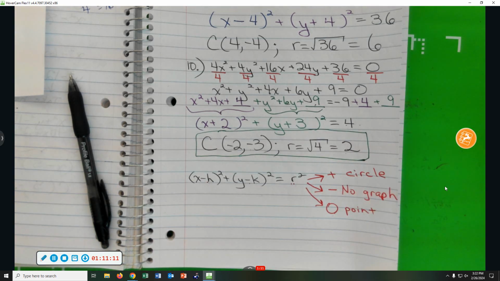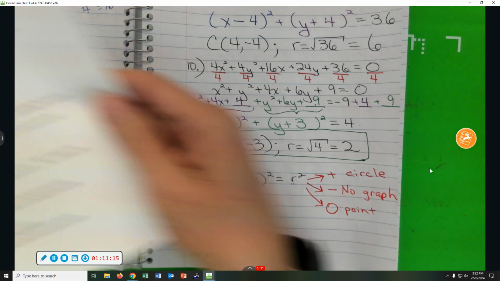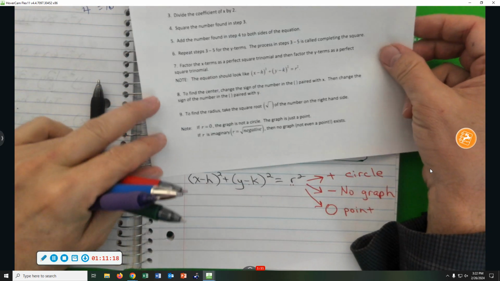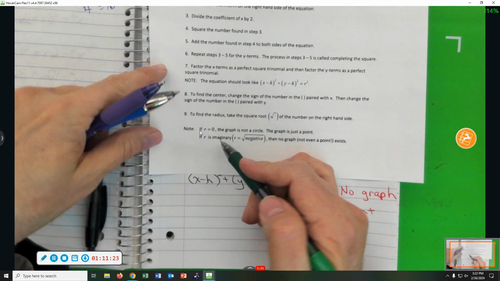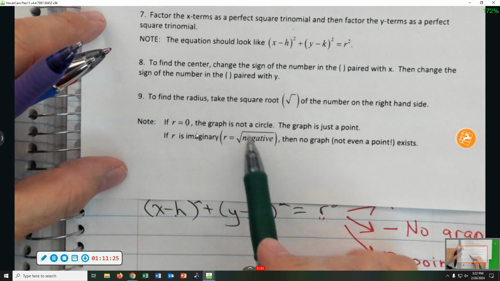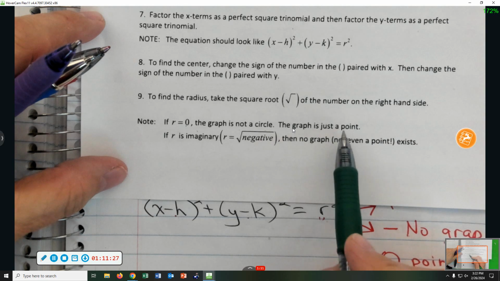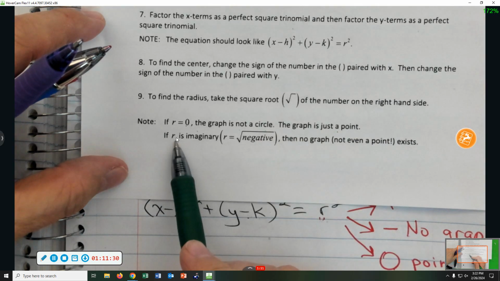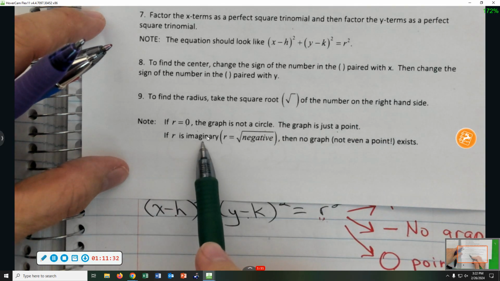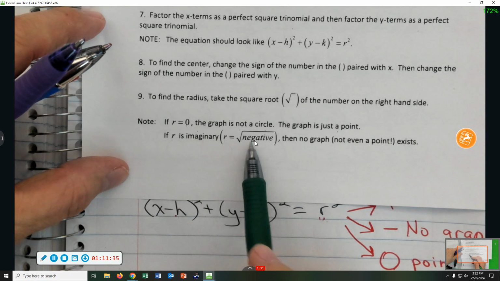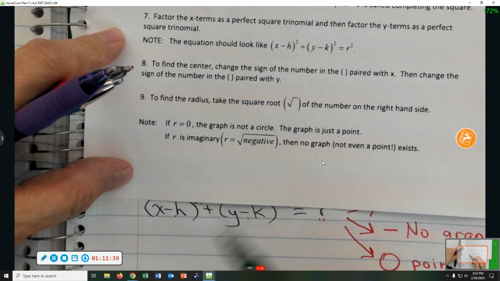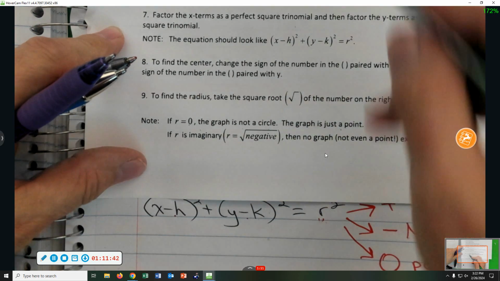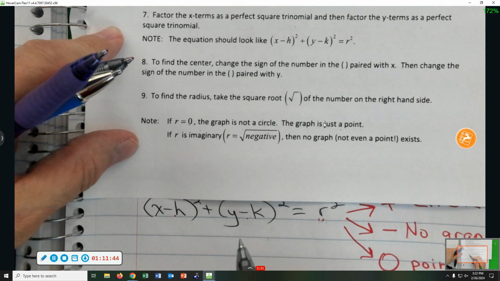I'm mentioning this. Yeah, it's down here. Okay, notice right here, he has it typed out. If r is equal to 0, the graph is not a circle. The graph is just a point. Now, if r is imaginary, you're taking the square root of a negative number, then no graph, not even a point, exists. So he mentions those two special cases here on his little recipe for completing the square.